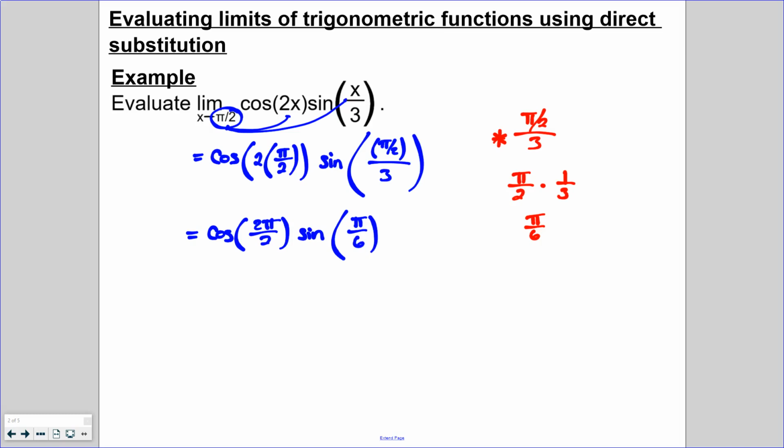Alright, then from here, we can see that our inputs are in radians, so we need to remember to look for radians on our unit circle. On our unit circle, if we go to 2 pi over 3 and look at cosine, which is the x value, we can see that this expression is going to be negative 1/2. And then for sine of pi over 6, we'll go to pi over 6 and check out the y value. The y value at pi over 6 on the unit circle is positive 1/2, giving us an answer of negative 1/4.